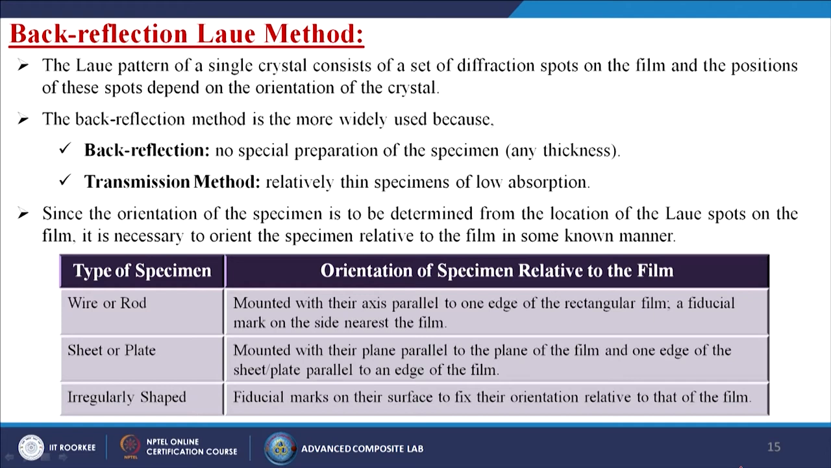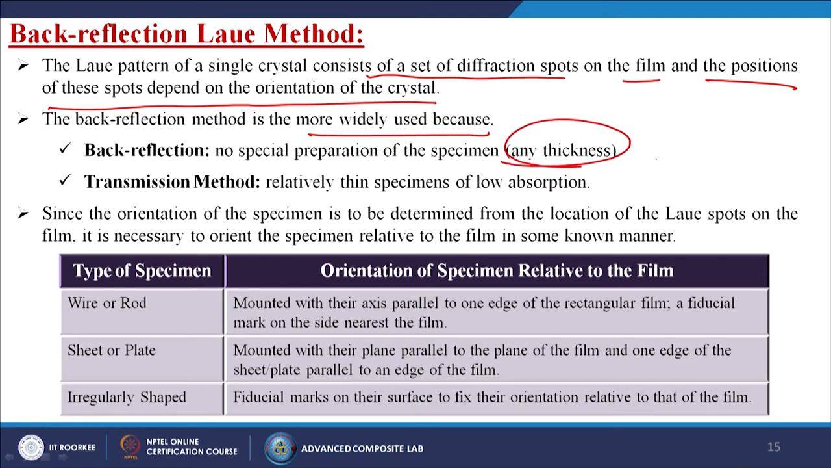In the back reflection Laue method, the Laue pattern of a single crystal consists of a set of diffraction spots on the film, and the positions of these spots depend on the orientation of the crystal. The back reflection method is the more widely used because, in back reflection, no special preparation of the specimen is required. So, any thickness can be used.